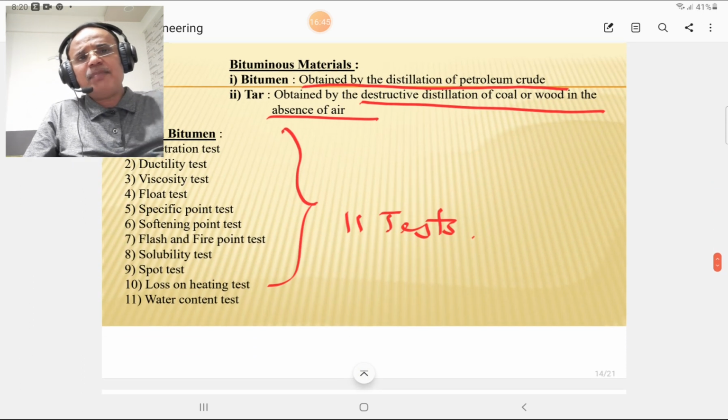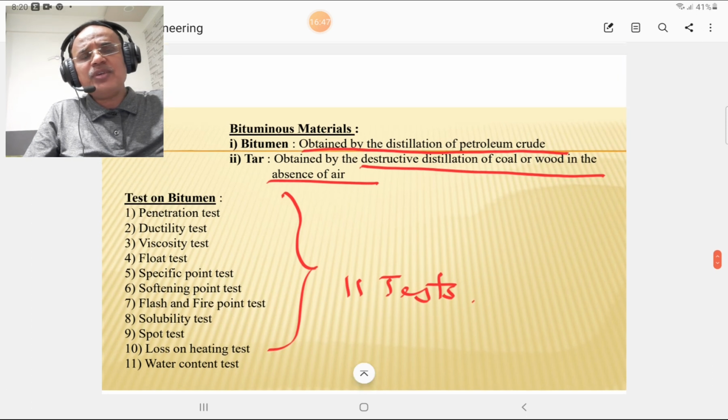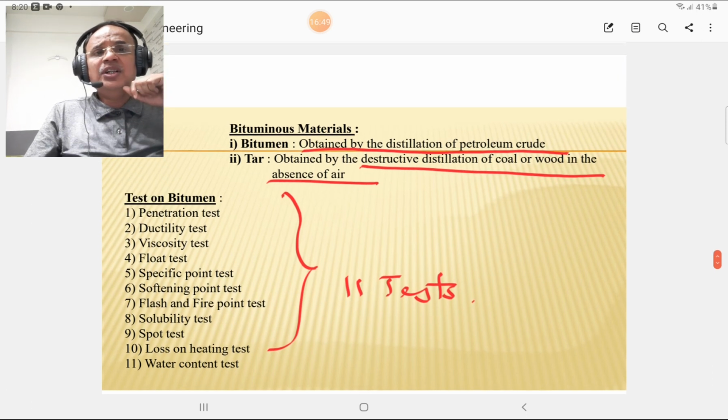Bitumen material: there are basically two types, first is bitumen and second is tar. Bitumen is obtained by the distillation of petroleum crude. That is very important. Tar is obtained by destructive distillation of coal or wood in the absence of air. What is destructive distillation? It is carried out in the absence of air. And bitumen is obtained by only distillation of petroleum crude.